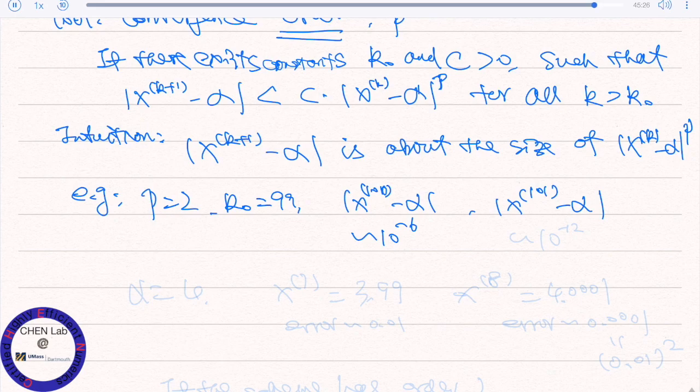If that's the case, I want you to feel the power of this. Then x_100 minus alpha is about 10 to the negative 6, let's say. According to that, x_101 minus alpha would be 10 to the what? Negative 12, exactly. So this is about 10 to the negative 12. In one step, you square your error.